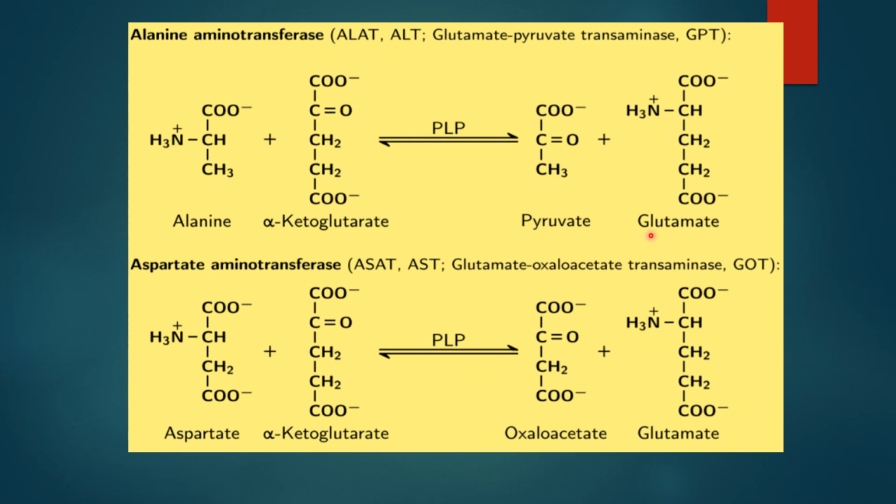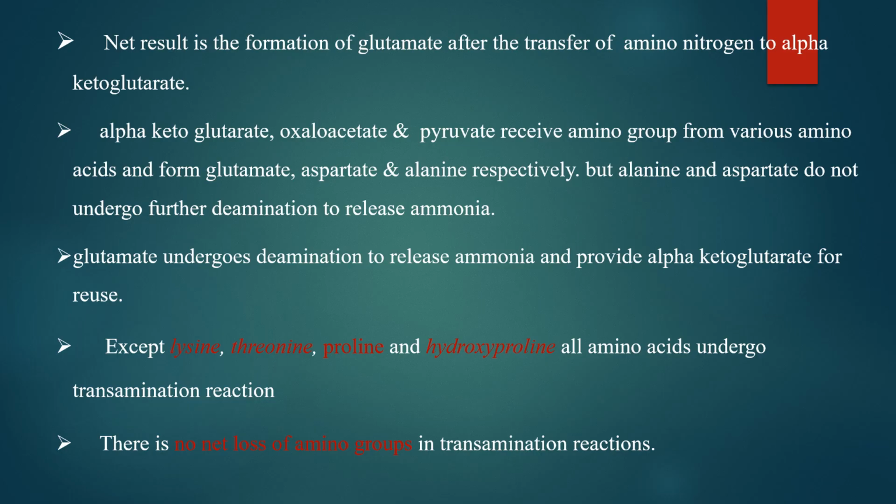So glutamate is funneling all the amino groups of all the amino acids into itself, and this way, from all the peripheral sites, glutamate is collecting the amino group, ammonia as an amino group, and it is being taken to the liver. So it is a very important reaction. Finally, this glutamate reaches the liver, where it undergoes a deamination reaction. We will see that subsequently. So in the previous slide, the net result is the formation of glutamate after the transfer of amino nitrogen to alpha ketoglutarate.